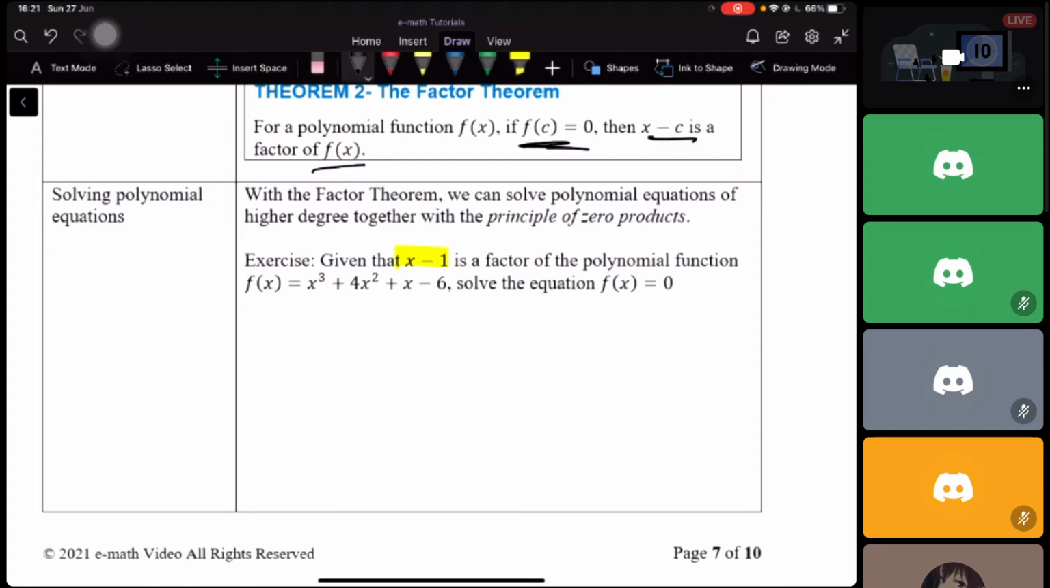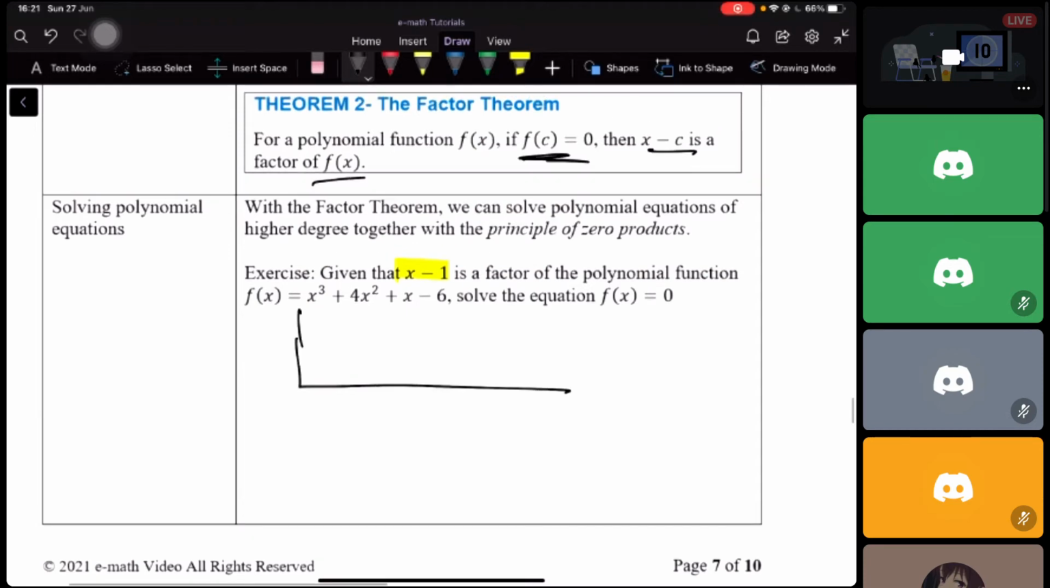This time I'll do synthetic division because I don't think I have space for long division. Okay. Copy down the coefficients: 1, 4, 1, negative 6. x minus c, who's your c? Positive 1. Bring down the 1. 1 times 1 is 1. 4 plus 1 is 5. 5 times 1 is 5. 5 plus 1 is 6. 6 times 1 is 6. See, you get a 0.